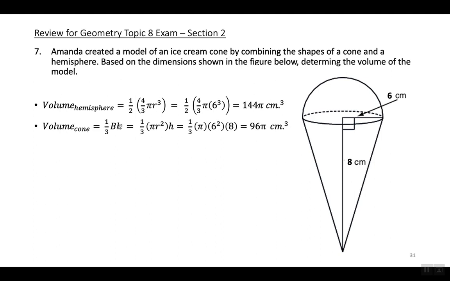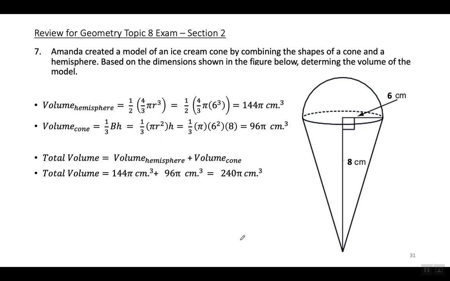The formula for the volume of a cone is 1/3 of the area of the base times the height. So again, when you plug in the radius, which is 6, and the height of the cone, which is 8, you're going to get 96 pi cubic centimeters. Now to get the total volume of this composite figure, you just have to add the volume of the hemisphere plus the volume of the cone, and that'll give you your answer, 240 pi cubic centimeters.